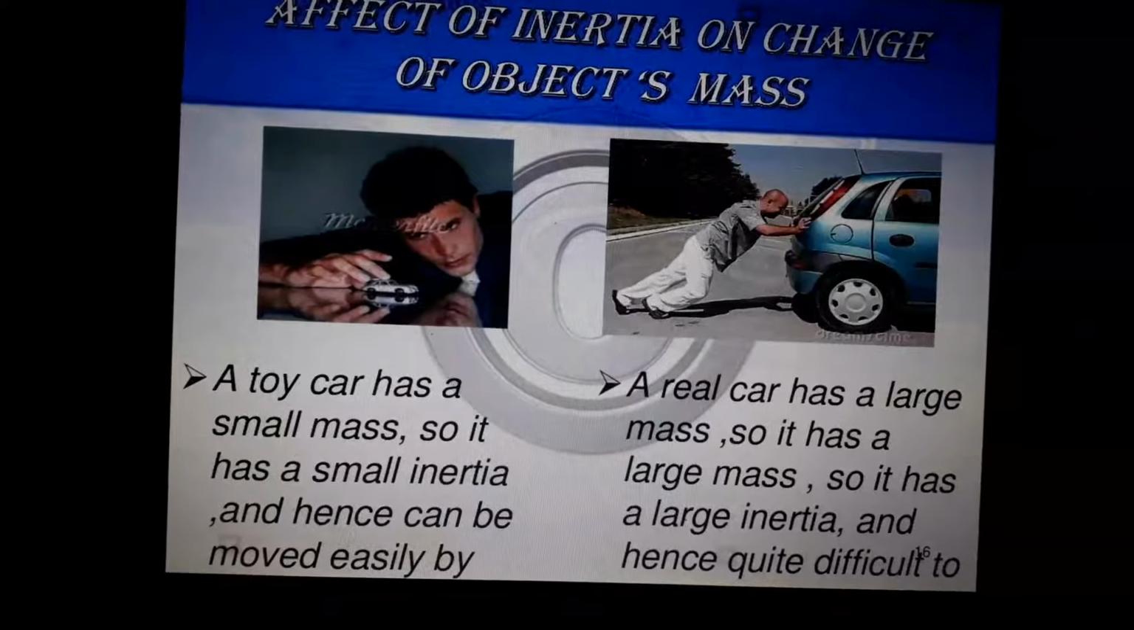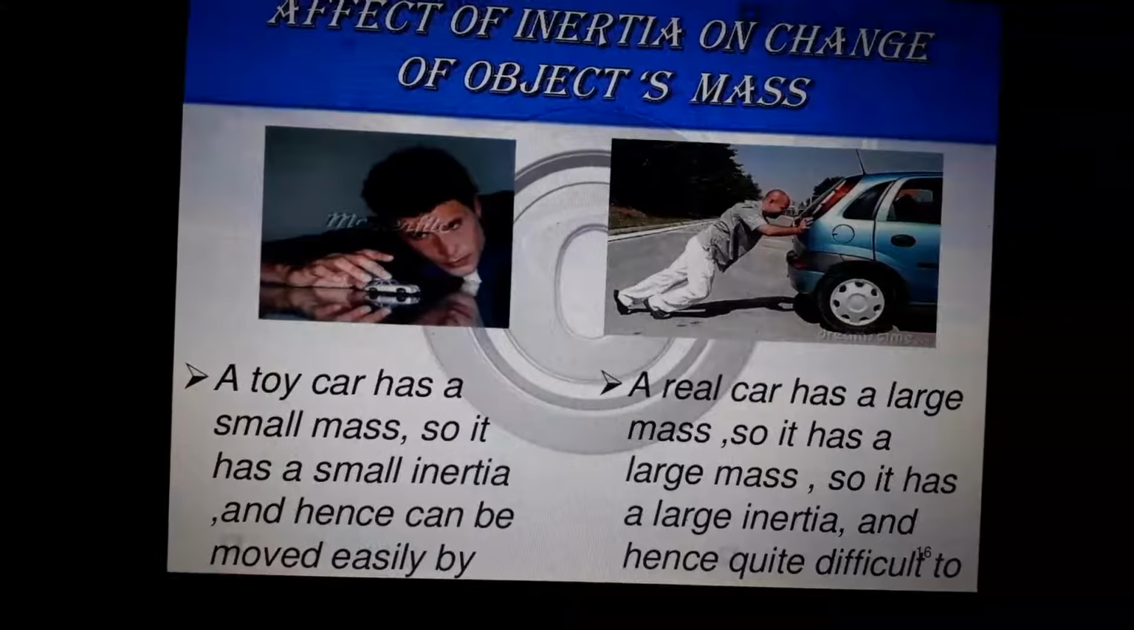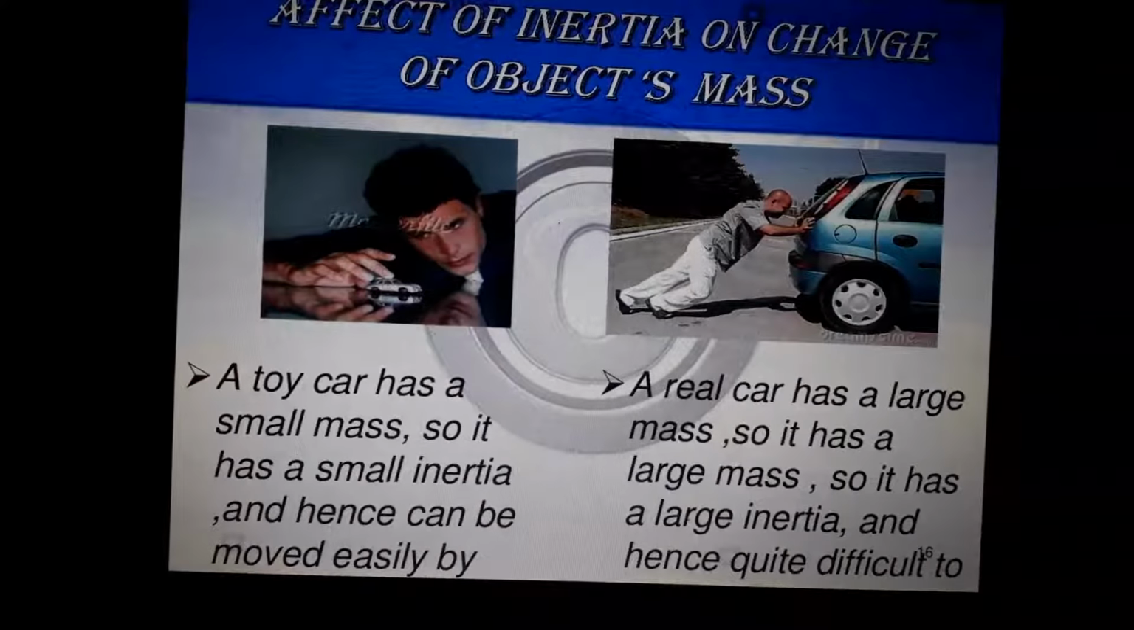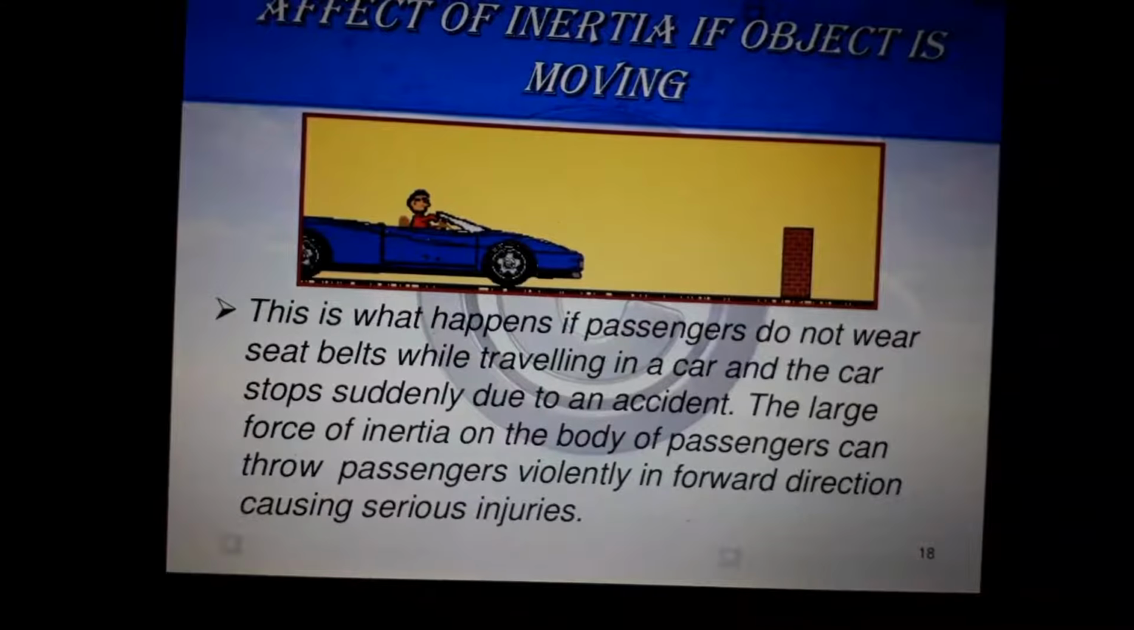For example, if you are traveling by a bus, and suddenly the bus driver applies the brake, what will happen? See, this is the picture for that. If this comes and hits this brick, what will happen?